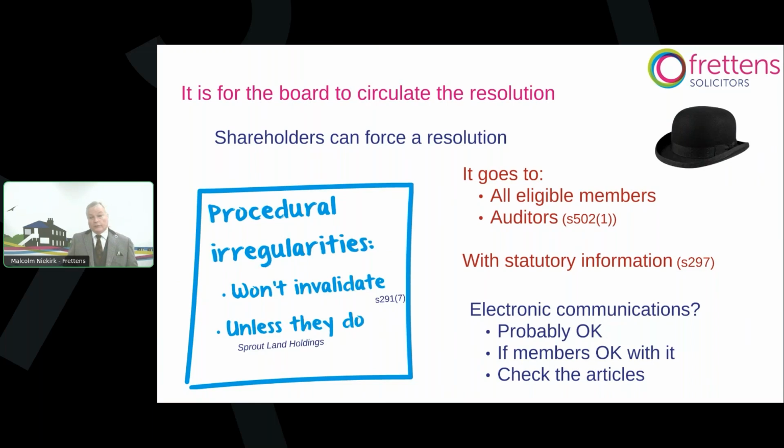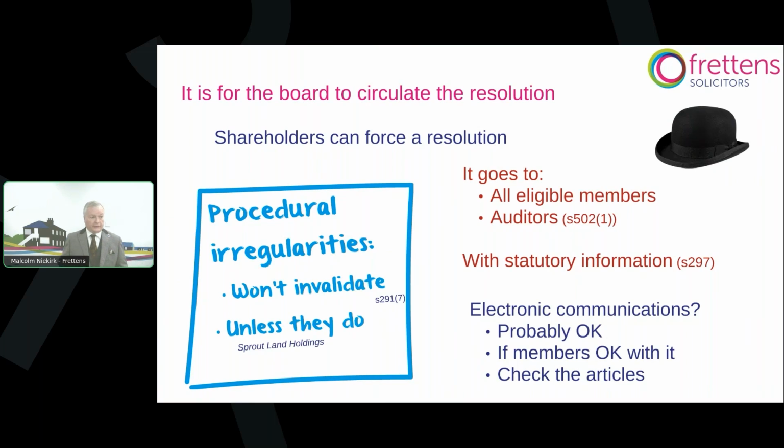So although shareholders can force a resolution, they have to follow the procedure for doing it. They can't just pass a resolution and tell the board that they have done it. They have to follow the procedure of asking the board to circulate a written resolution, and if the board don't do that, the shareholders can then circulate the written resolution themselves, but they can't just sign a resolution and say to the board, look, we've passed this resolution. It doesn't work like that.